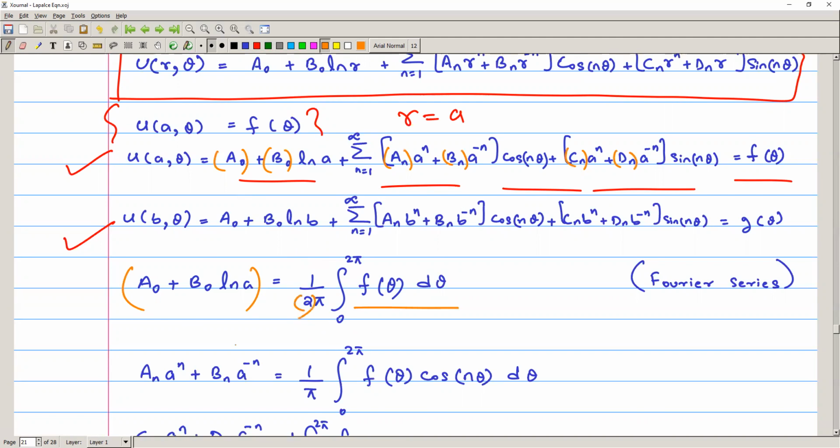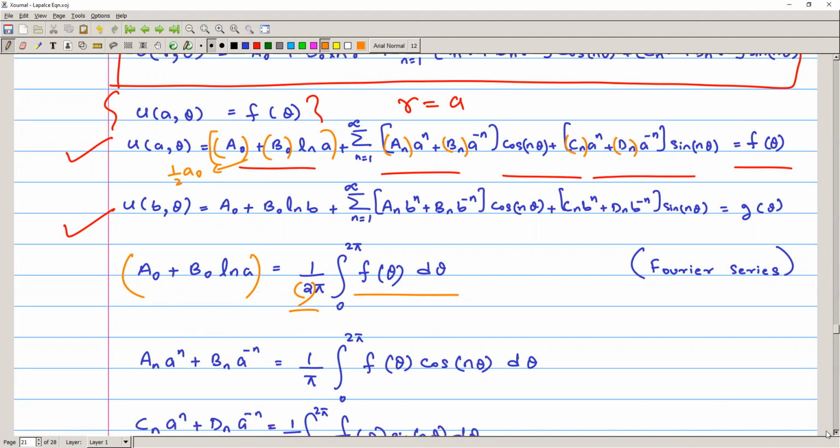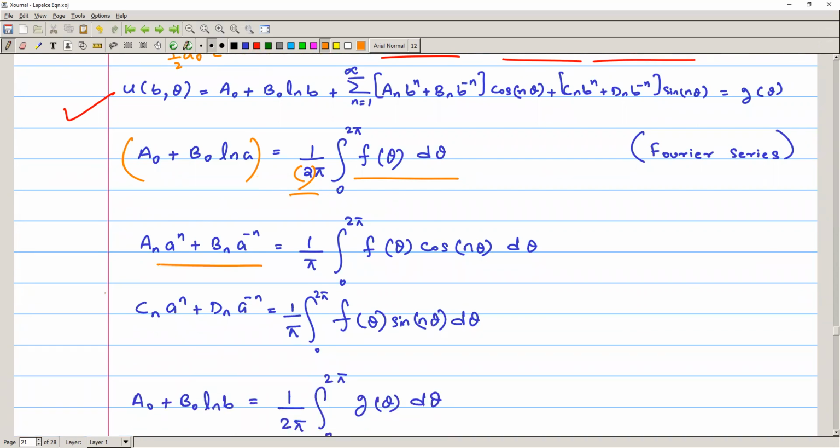We multiplied by this 2 here because we know that in a Fourier series the constant term is written as 1 over 2 a naught. So here the 1 over 2 is missing, so we multiplied, right? That's why here it is 1 over 2 pi times this integral from 0 to 2 pi of f(theta) d theta. Similarly for a_n a to the power n plus b_n a to the power negative n, that is the coefficient of cosine, which will be equal to this function. Then the coefficient of sine is equal to this one.